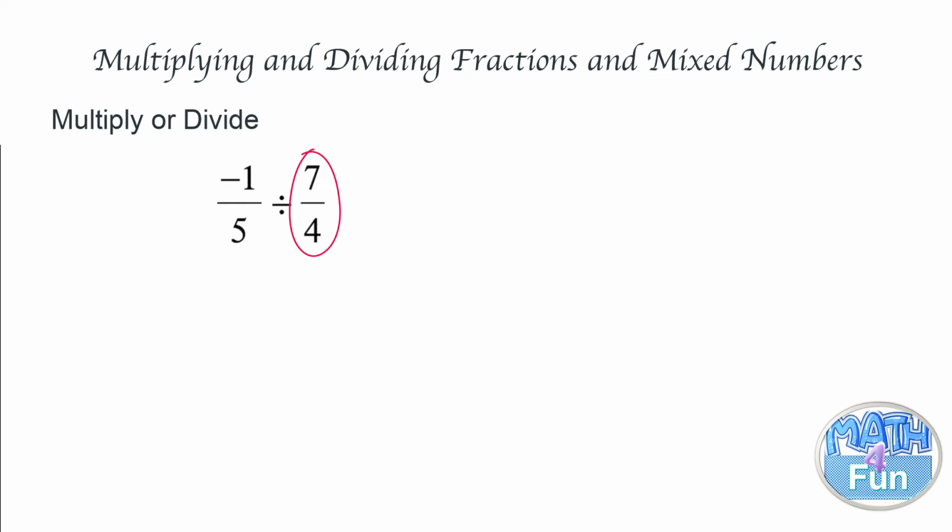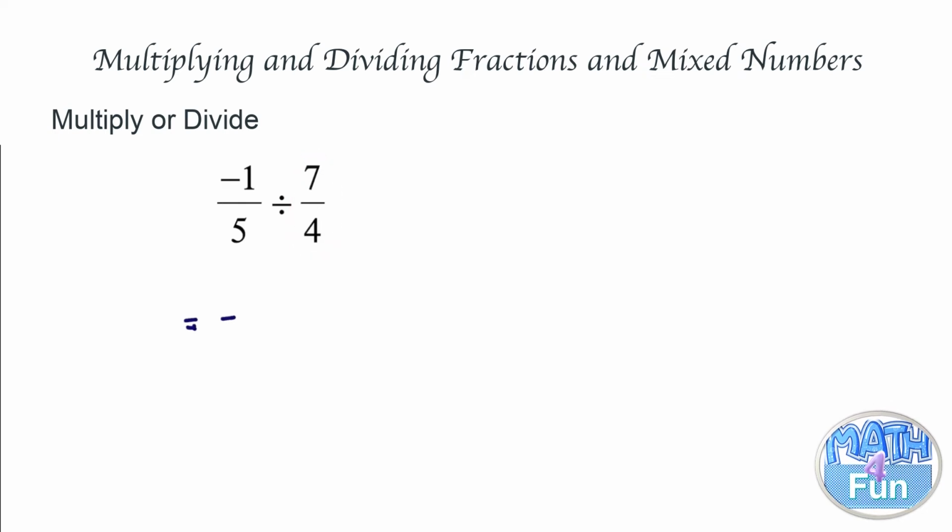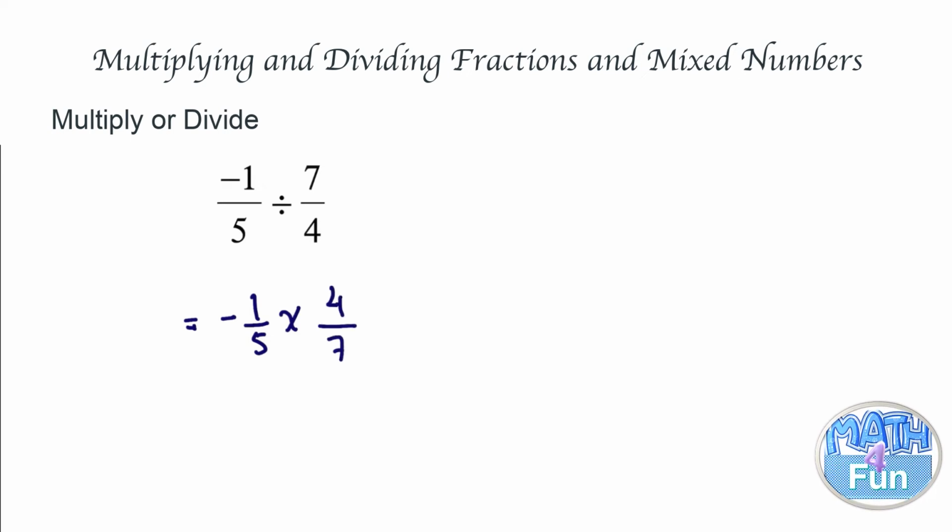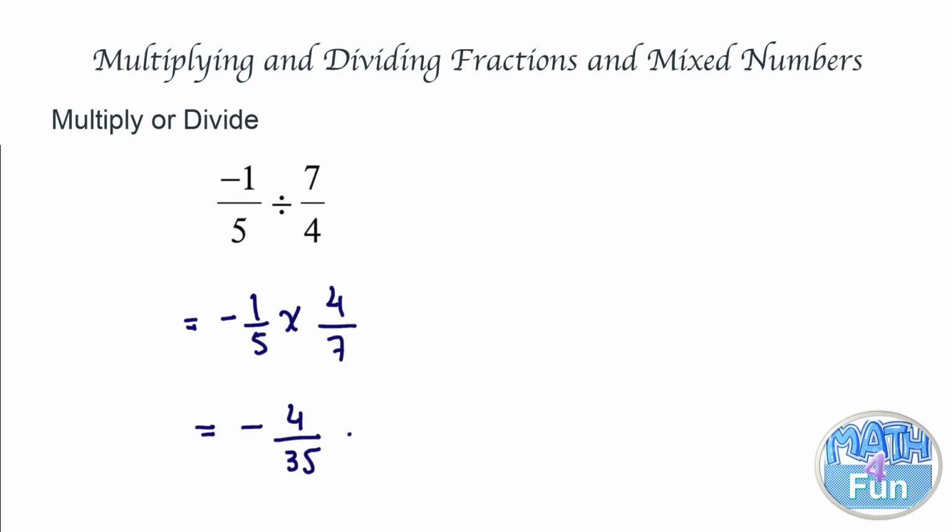I'll show you. Now we write equal, and we have minus 1 over 5. Instead of divide, we can make it multiply, but 7 over 4, we make it 4 over 7. That's the only thing which is different from the multiplication, and we complete the process of multiplication now, which is equal to minus times plus 4 is equal to minus. 1 times 4 is 4, 5 times 7 is 35, and the answer is minus 4 over 35.